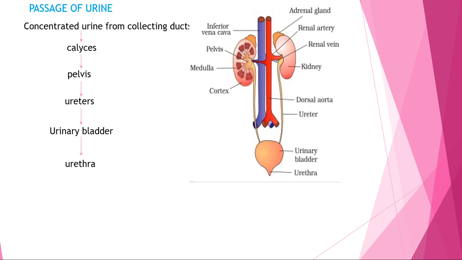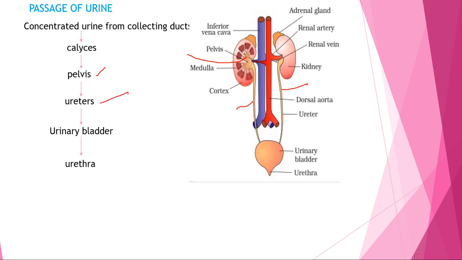The concentrated urine from the collecting duct enters into the calyces of the medulla. All the calyces are present here. These are the calyces present below the funnel shaped structures. Okay, from the calyces the urine will pass into the pelvis. The pelvis leads to two tube-like structures which are called ureters.